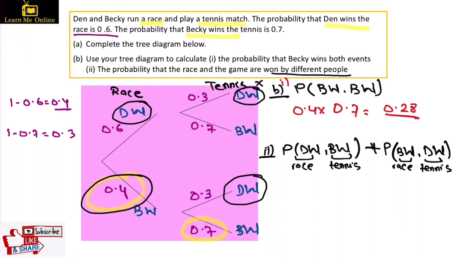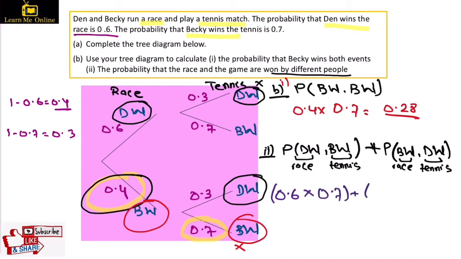Now, the last combination is Becky win and Becky win. We're not going to take this one because we are looking for different people to win the game. We're going to write this down in terms of probabilities now. So, Den to win the race is 0.6 times Becky to win the tennis game is 0.7. For the next one, Becky to win the race would be 0.4 and Den to win the tennis game would be 0.3. You're going to multiply them together.